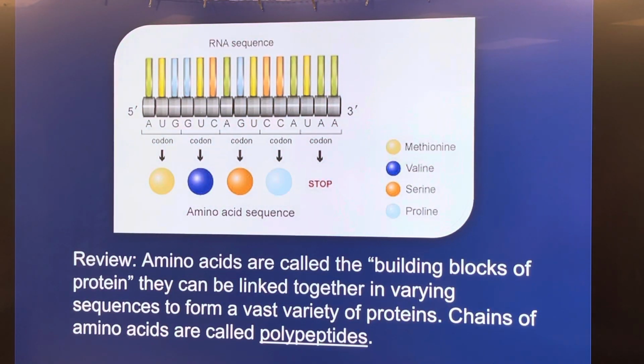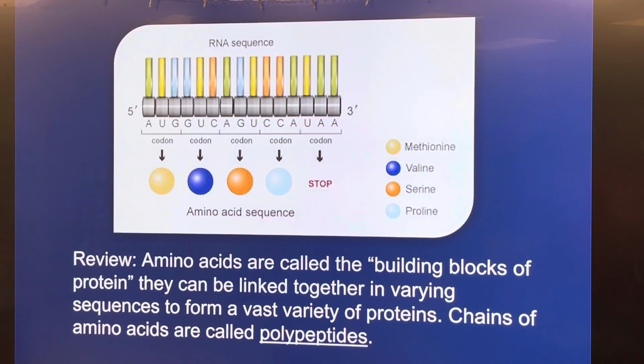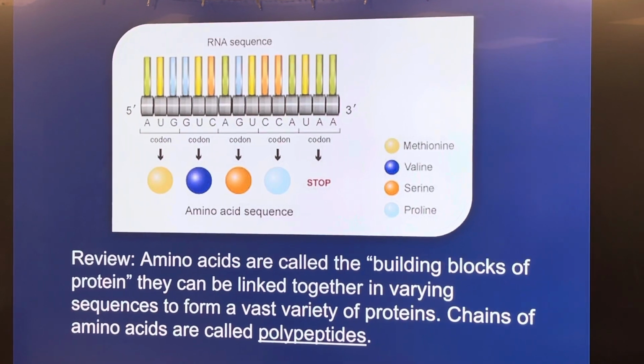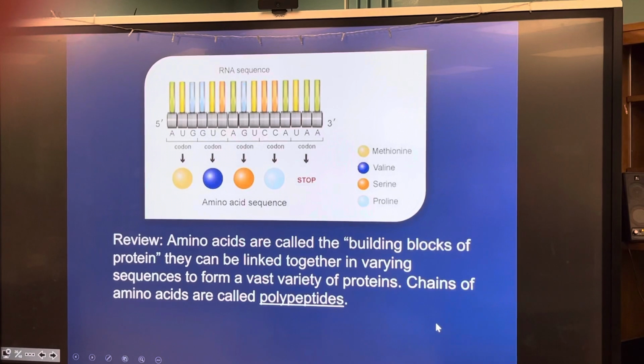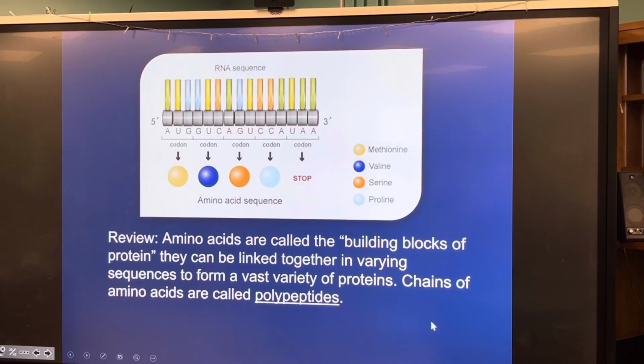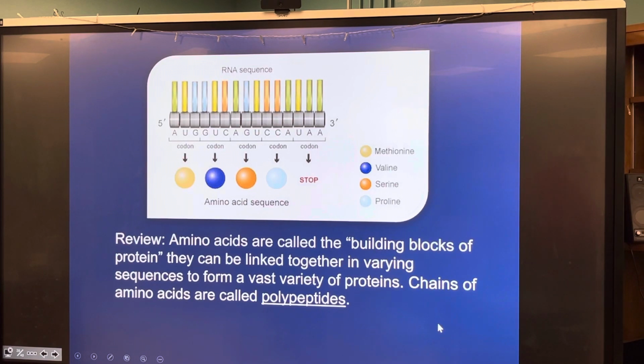Okay, so a little review here is going to be what amino acids are called. We call amino acids the building blocks of proteins. And so they can be linked together in varying sequences to form a vast variety of proteins. Chains of amino acids are called polypeptides.